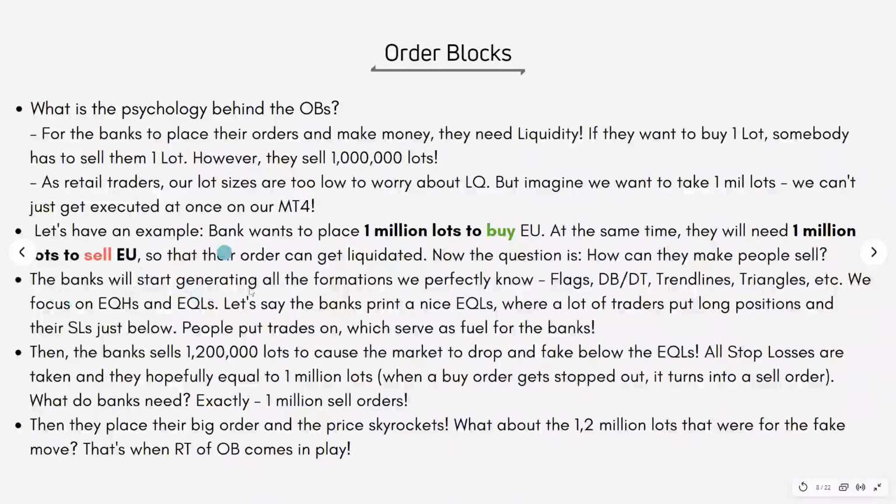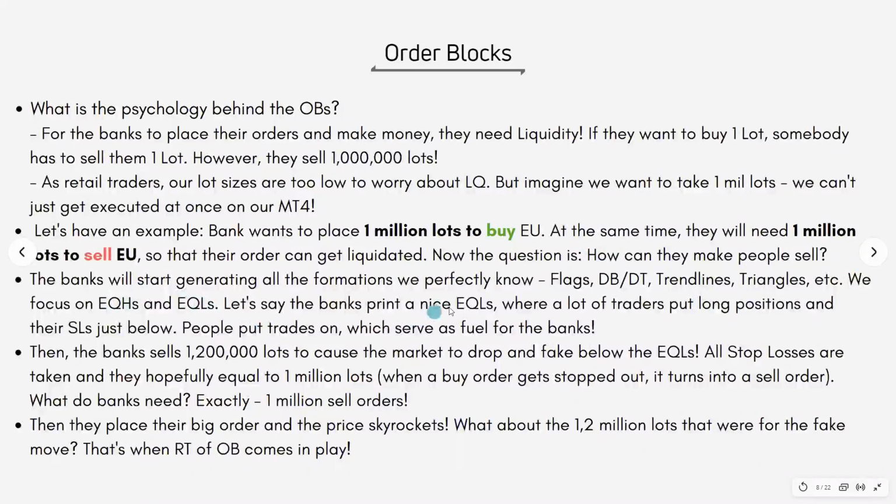Then the banks will start generating all the formations we perfectly know, all right? So this is the double tops, the flag formations, trend lines, triangles, patterns, all of that stuff, because they know how we trade. They know how retail traders trade, right? They know those formations and they know where we hide our stop losses. Not that they know where our order exactly is, but they can presume where there are those pools of liquidity, right? We are going to focus on equal highs and equal lows, right?